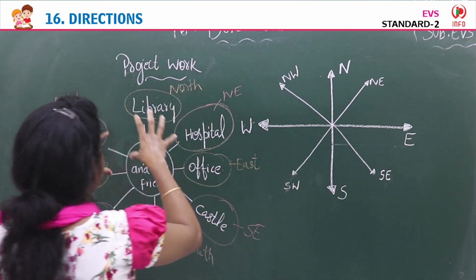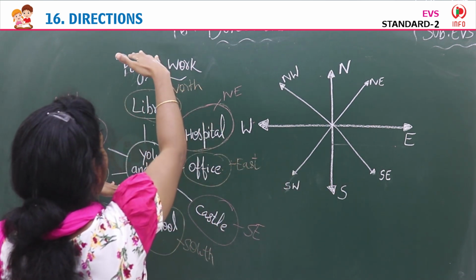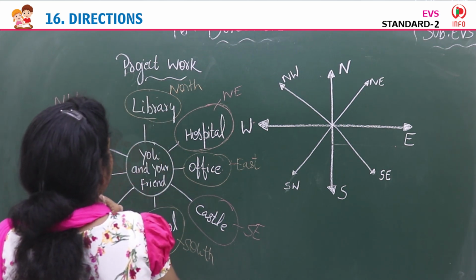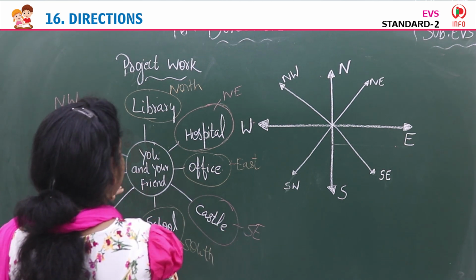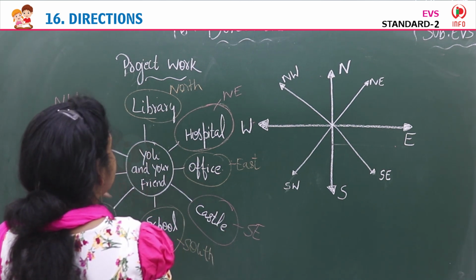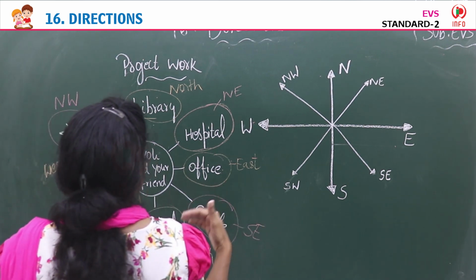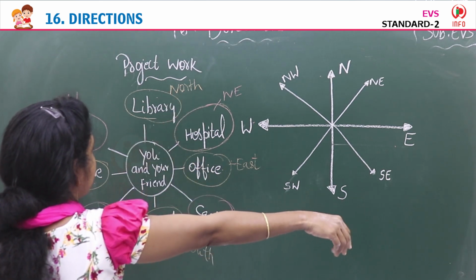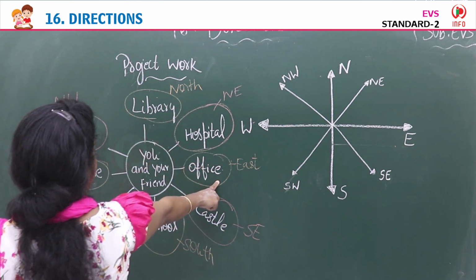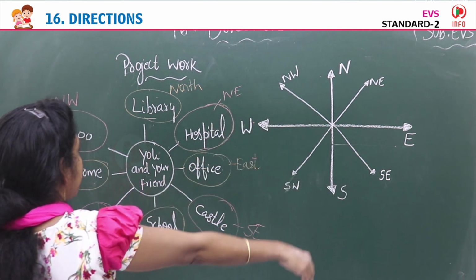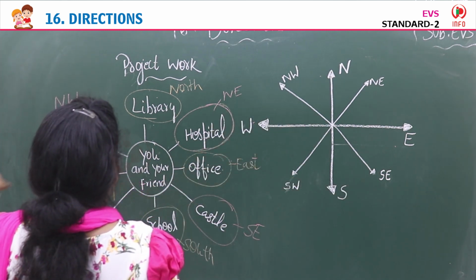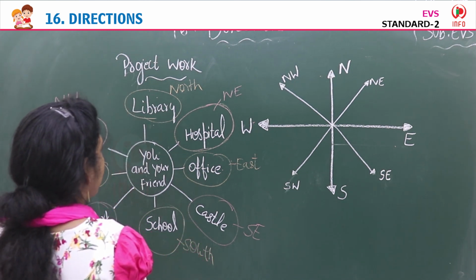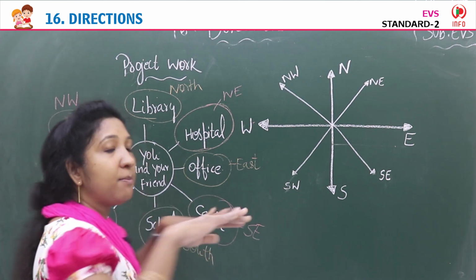So you and your friend is in the middle. Your top is north, top side of you and your friend is library, so north part is library. Below or bottom part of you and your friend is school, that is south direction, so school is in the south direction. Then right of yours is east. East, you can see your office, you and your friend, right side is office, left side is west. So left side of you and your friend is home. So home is in the west direction. So 4 main directions is completed.